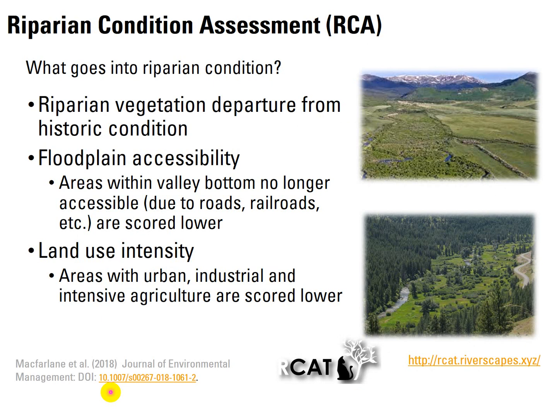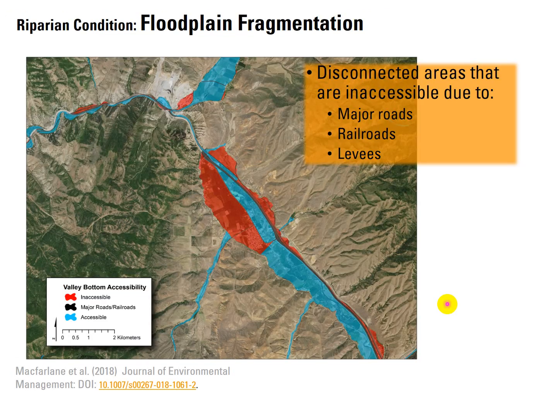So in RCAT, we produced this thing called the Riparian Condition Assessment Tool, and in addition to that riparian vegetation departure, it uses a couple other lines of evidence. One is floodplain accessibility, and that is if I have a valley bottom, but it's cut off by a levee or a road, those are scored lower. And then another one is land use intensity, right? A road might have a high land use intensity, or a house, right? Urban would be high. Agriculture would be scored something in between, okay? Versus natural would be scoring quite high.